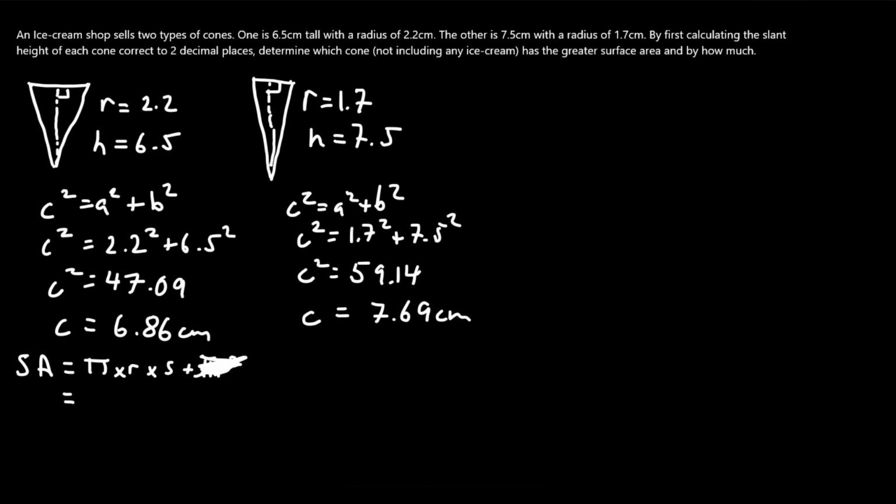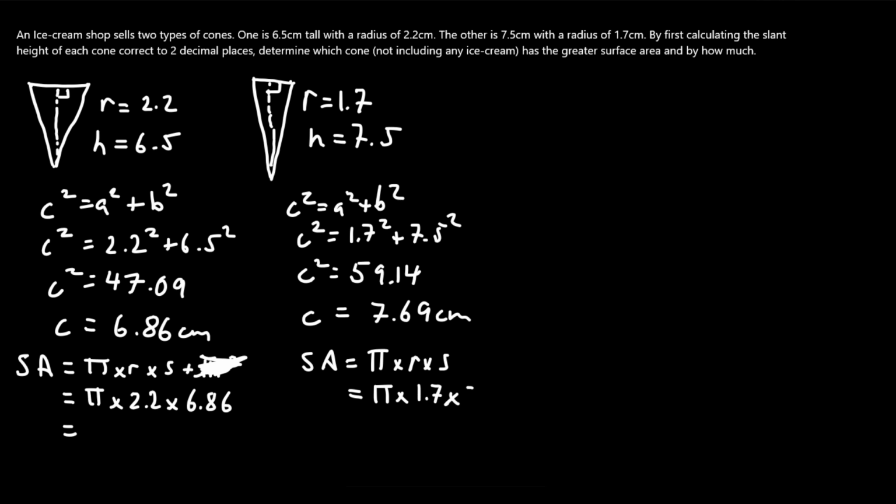So if we substitute what we've got, we know pi times the radius of our first cone, that's 2.2, and our slant height is 6.86. So I'll give you guys a bit of time to work that out, and we can work out the surface area of the other cone the same way. We only need pi times r times s. And we know what the radius and slant height is. The radius for this one is 1.7 and the slant height is 7.69. Alright, I'll give you guys a bit of time to work that out.